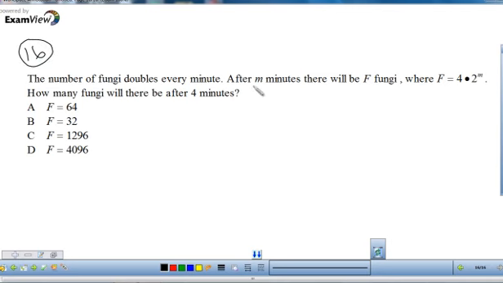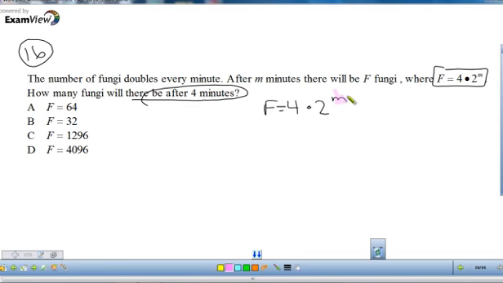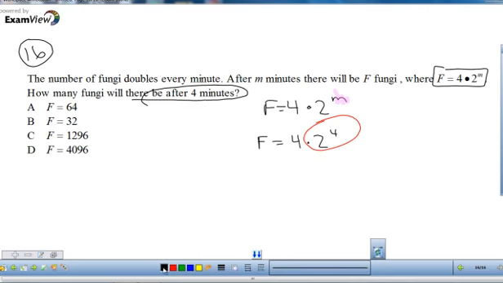Alright, so after n minutes, there's going to be this many fungi. So how many fungi will there be after 4 minutes? What you're going to do is wherever you see an m, you're going to substitute a 4. I'm going to have f equals 4 times 2 to the 4th. Remember, order of operations, you always do exponents before you do anything else.